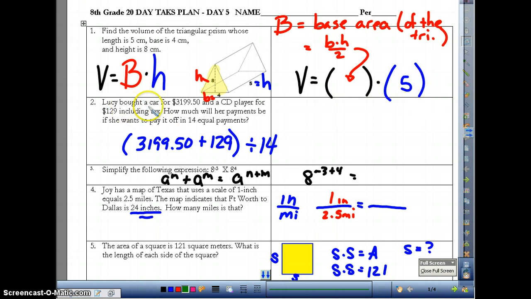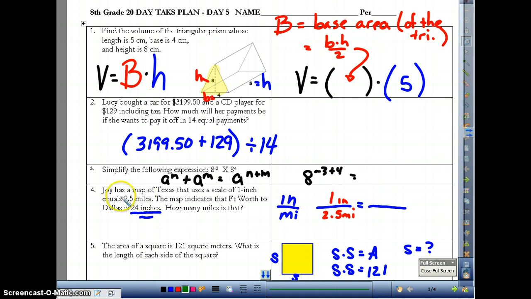Number 2, Lucy bought a car for $3,199.50 and a CD player for $129, including tax. How much will her payments be if she wants to pay it off in 14 equal payments? Add the two amounts together, divide by 14. Number 3, simplify the following expression, 8 to the negative third multiplied by 8 to the fourth. If your bases are the same, you add your exponents. So you're going to take 8, and you're going to take your two exponents and add them together, and you get 8 to the what power?